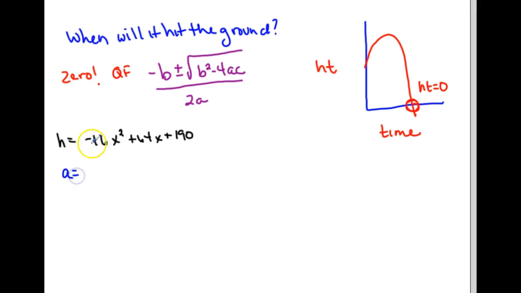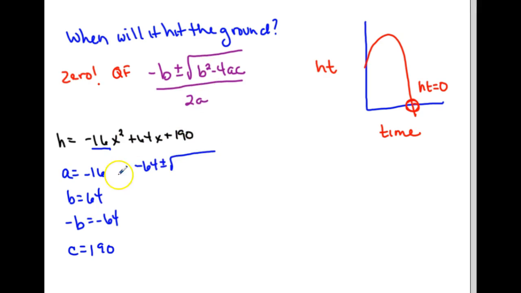My value of A is negative 16. My value of B is 64. My value for the opposite of B is negative 64. My value of C is 190. So we're going to start plugging in. The opposite of B is negative 64, plus or minus the square root of 64 squared minus 4 times negative 16 times 190. And this is all going to go over 2 times the negative 16.